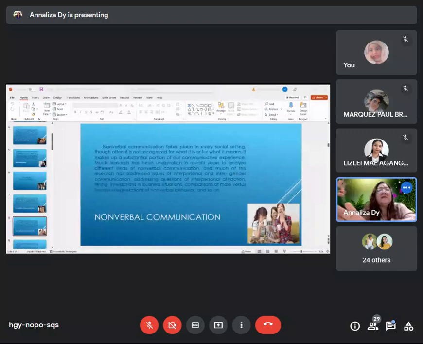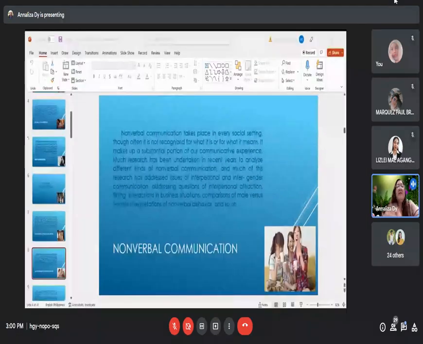Where is the social setting? It may happen in the home, it may happen in school, in the classroom, with your teacher. In all this kind of interaction, we use our nonverbal communication. So you see, there are different kinds of nonverbal communication, and much of this research addresses issues of interpersonal and intergender communication, addressing questions of interpersonal attraction and flirting. You see, this nonverbal communication extends further.